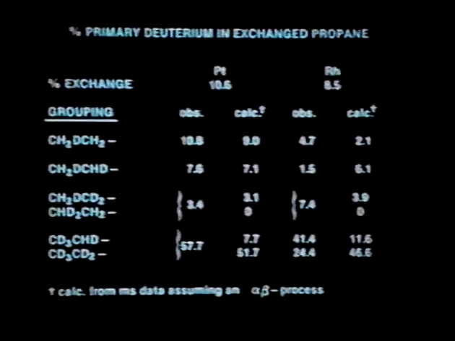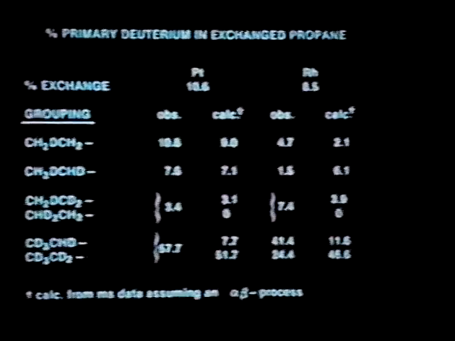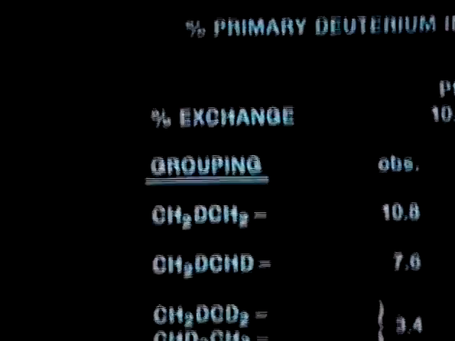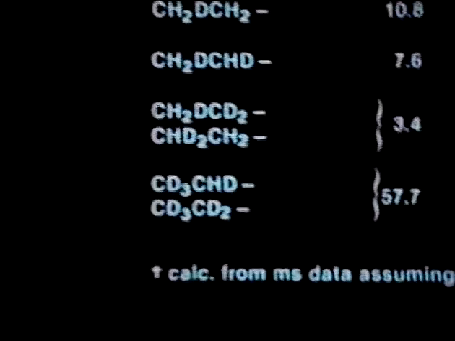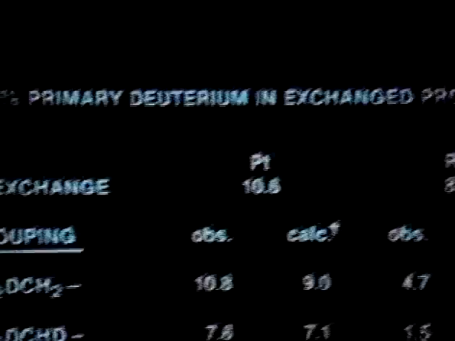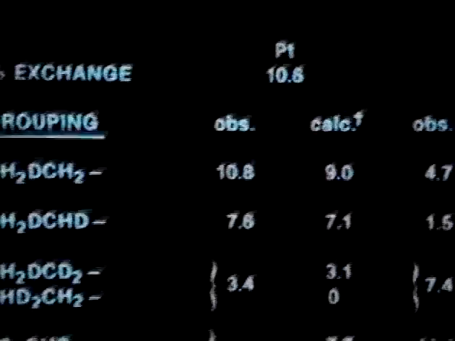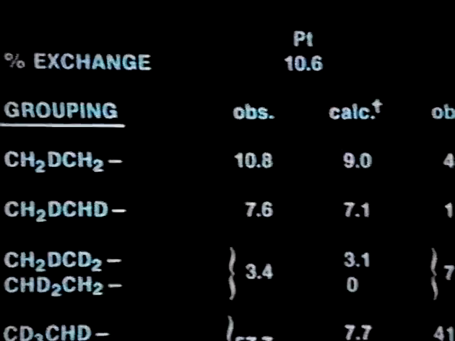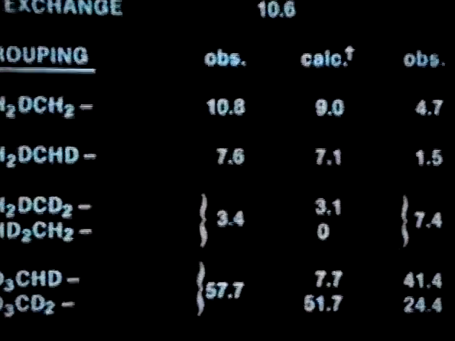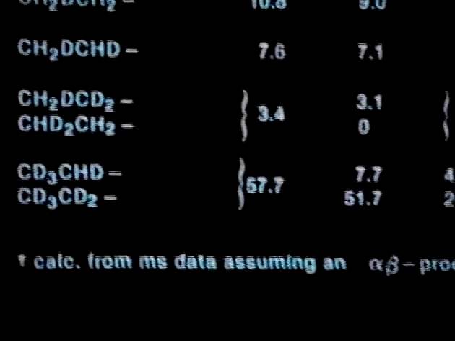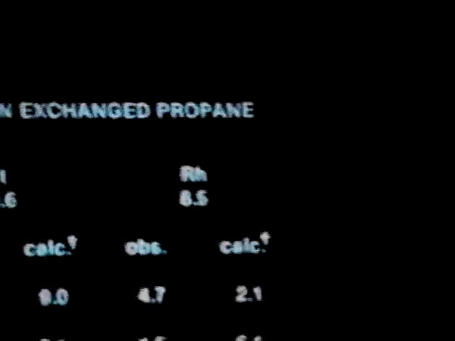If we look at some of the groupings of deuterium atoms in exchanged propanes that we can detect with deuterium NMR, we find that with platinum, there is good agreement between the experimental distribution determined from NMR analysis and the results from our mass spectrometric data, assuming an alpha-beta process. So, with platinum, an alpha-beta process can explain the results.